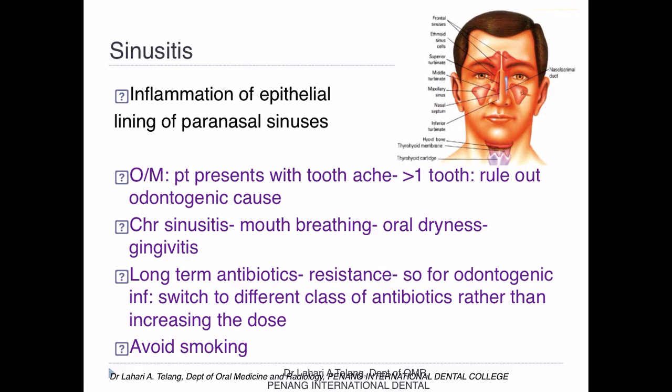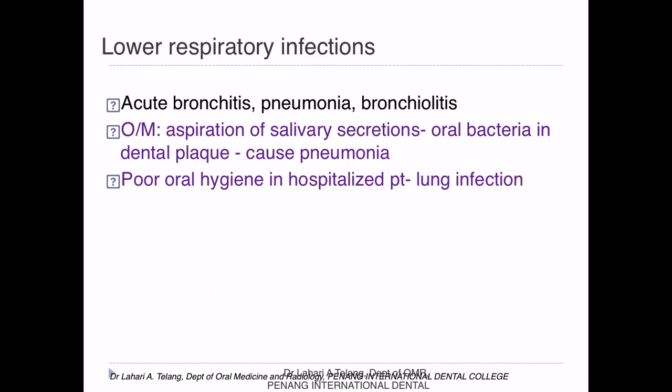With long-term antibiotics, the patient could develop resistance. So for odontogenic infections, if the patient is suffering an odontogenic infection and is also resistant to some of the most common antibiotics, it's important to switch to a different class of antibiotics rather than increasing the dose, which may not help. And most importantly, avoid smoking.